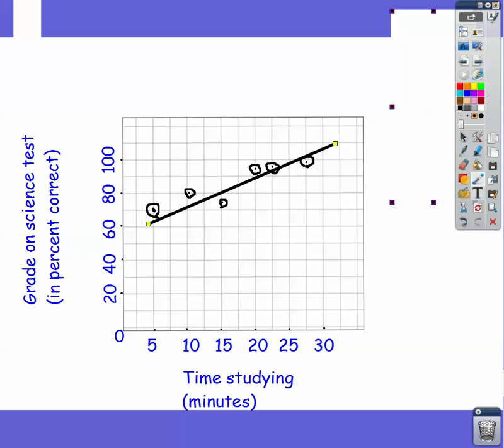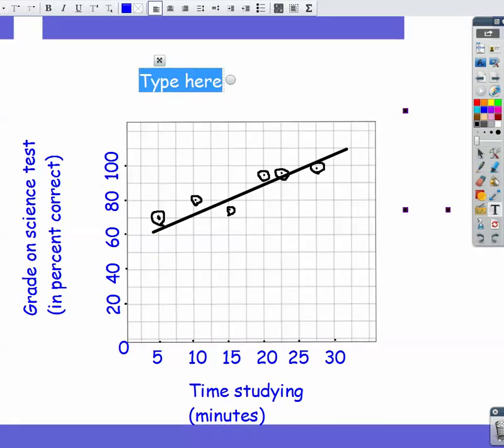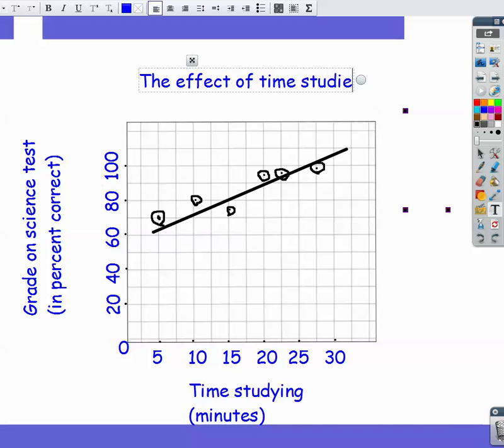The last thing I need to do is title my graph. And a good way to title a graph, kind of a general rule of thumb that always works, is to take your problem and just eliminate the what is. Remember, we have a specific format for problem. It's what is the effect of our independent variable on our dependent variable. If you eliminate the what is at the beginning, you just say the effect of, and I have time studied. That's my independent variable. So time studied, or time studying, on, then my dependent variable, grade on science test. There's my title. The effect of time studying on grade on the science test.